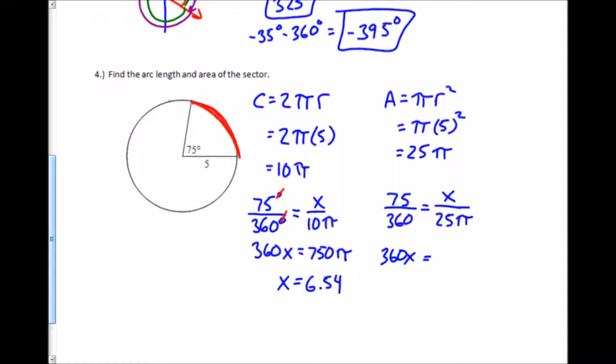And then again, I just cross multiply: 75 times 25. And now I'm just going to divide each side by the 360. Once again, I'm just going to plug this into my calculator and round it off a little bit. It looks like it gives me about 16.36. I'll round it off there. And that's my area of the sector. All right. So I'm just setting up a proportion, the degree versus the whole thing compared to the circumference, the degree versus the whole thing compared to the area.